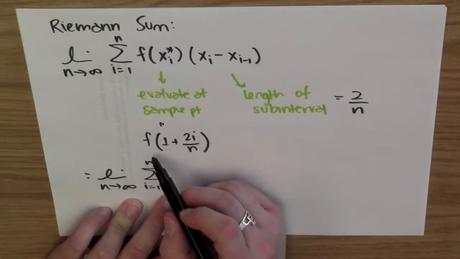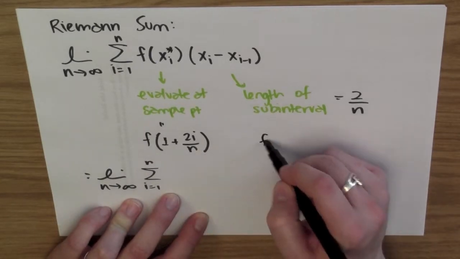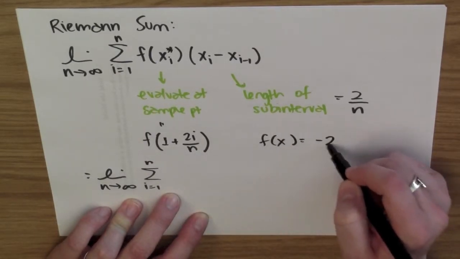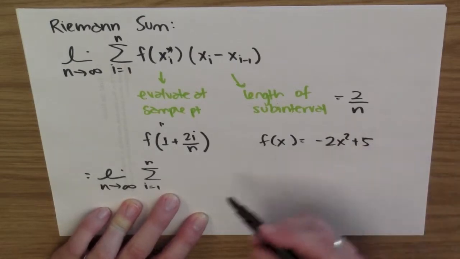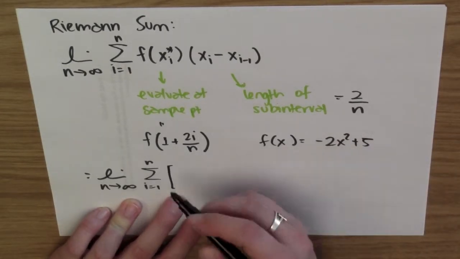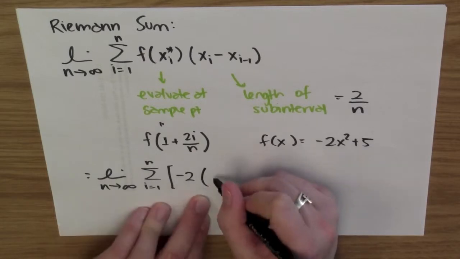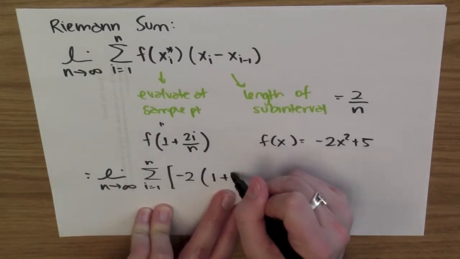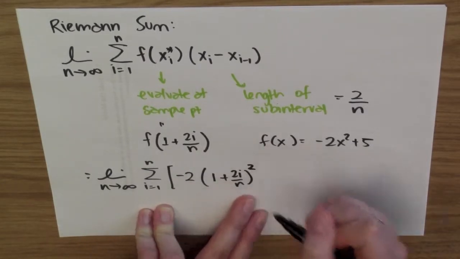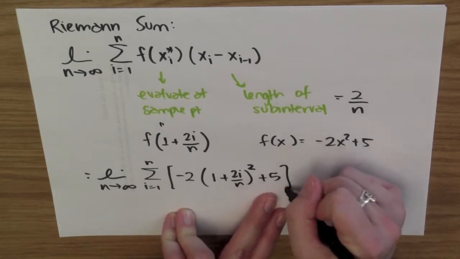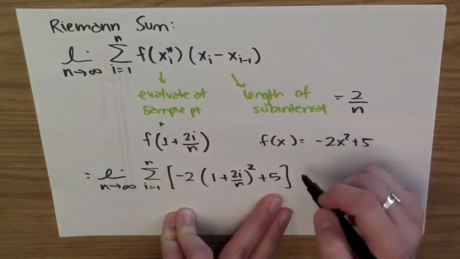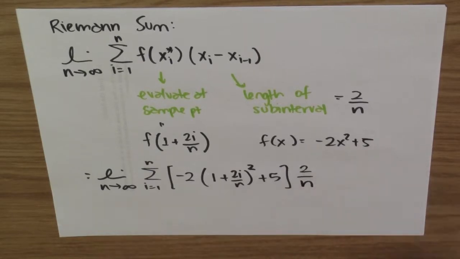I have f of (1 plus 2i over n), and we just said that f of x is equal to negative 2x squared plus 5. So this would be negative 2 times my x, which is this thing, (1 plus 2i over n) squared, plus 5. And this is all being multiplied by the length of my subinterval, which is 2 over n. So this is the thing that I want to compute.